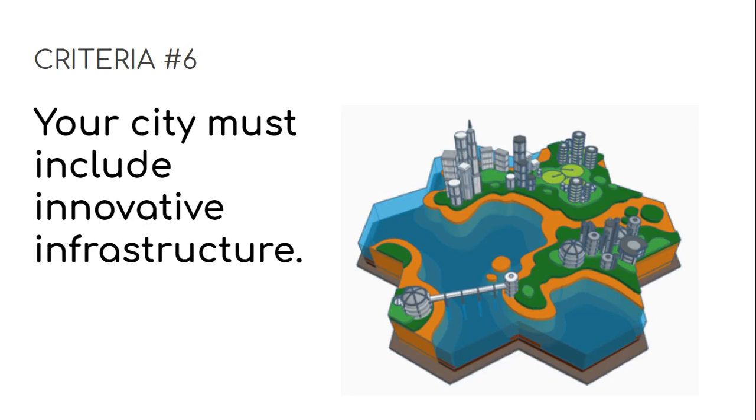Criteria number 6, and this is where things get a little bit more interesting and also a little bit more complicated. Your city must include innovative infrastructure. So when we're talking about infrastructure, we're talking about things such as roads, buildings, bridges, etc. And we need to try to think of some innovative ways that we could implement those into our city. So this is where you're going to need to use some creativity. We're going to talk about some examples of innovative infrastructure after we complete this Edpuzzle video.